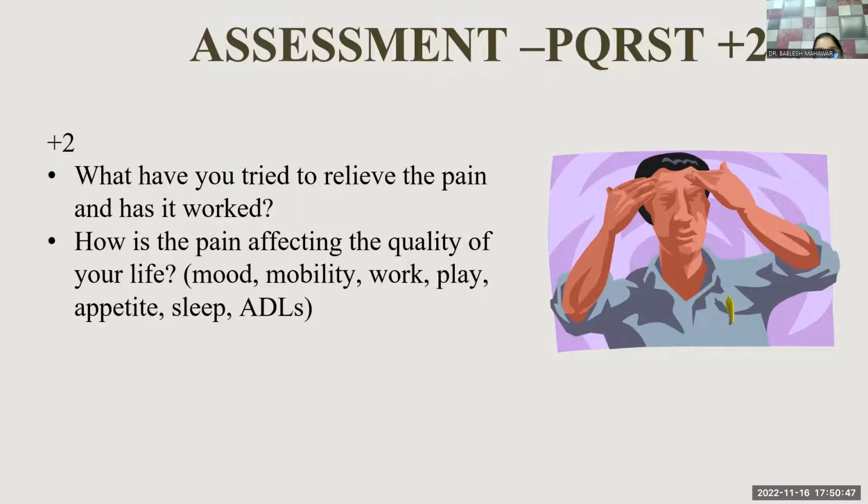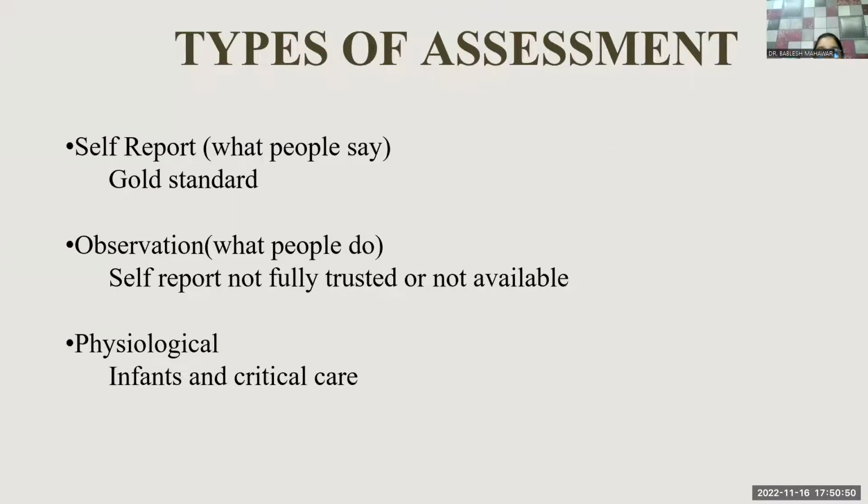Next slide, please. So type of assessment is self-report. I told you it is a gold standard. Observation, self-report, not fully trusted, means what people do. Sometimes they do something, they eat a lot of food. Sometimes they are depressed, they don't eat. So these things are there. Physiological, infants and critical care, other questionnaires are there, because I told you that verbal communication is not the only modality to assess pain. There are certain other methods also to assess, to see the face, to see the expression, to see the parameters of the vitals of the patient. So many other things are also there to assess the pain.